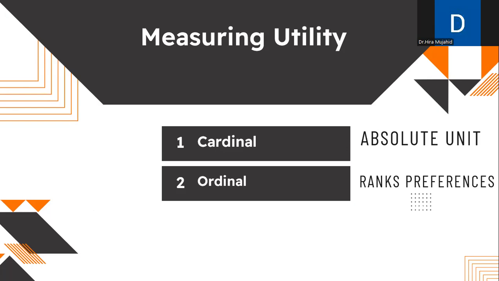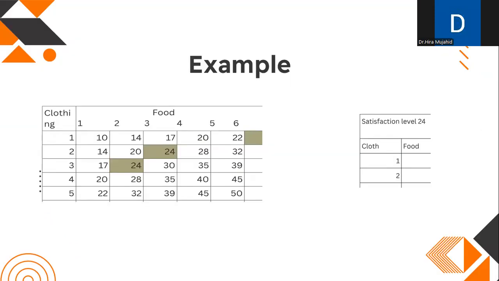Here we have two different types, cardinal and ordinal, where cardinal means absolute units, and ordinal means we rank preferences, like I like Pepsi more than Coke or 7 Up, and I like burger more than pizza. This is the kind of ranking of your preferences, right? So this is how you can make choices according to your preferences.